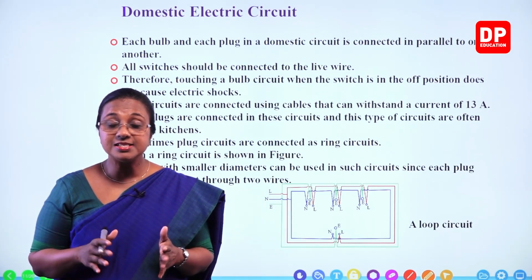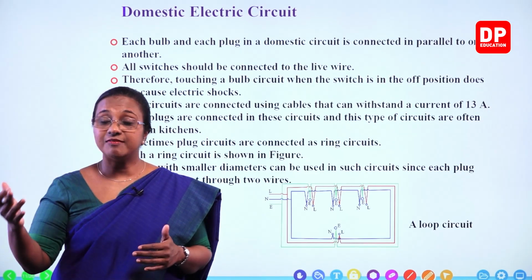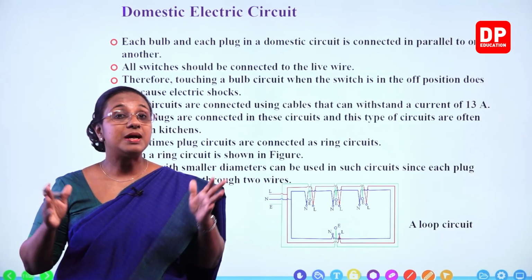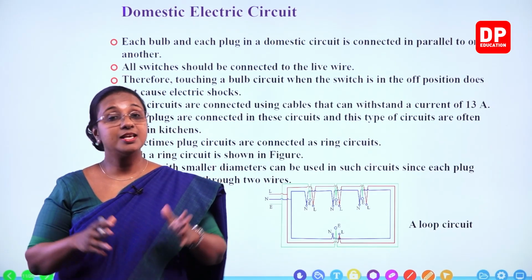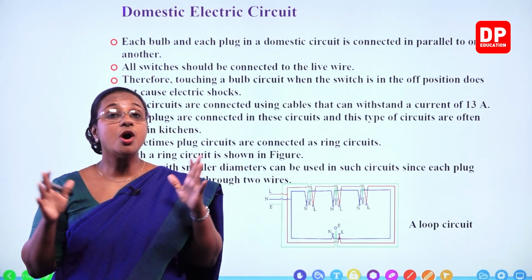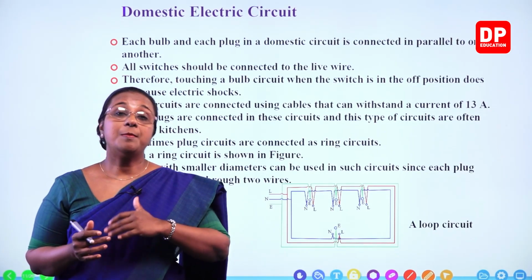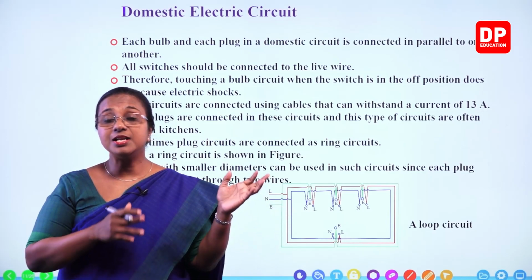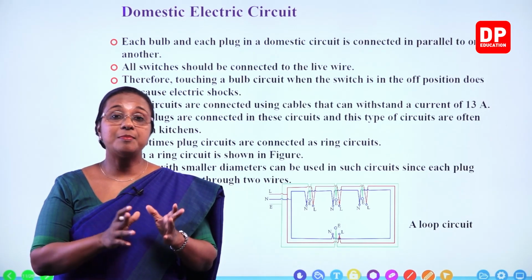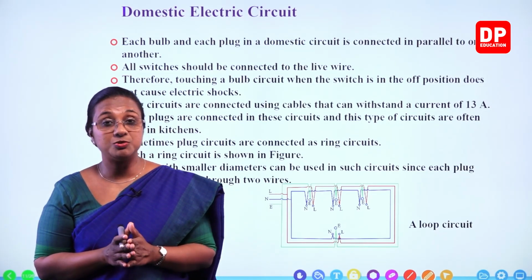So we have the isolator, then we have the RCCB, that is the trip switch, and thereafter we have the distribution box containing the miniature circuit breakers. But in modern household circuits, we have the isolator, trip switch and the MCBs of the distribution box all together in a consumer unit. From there, electricity is supplied to the different components by conducting wires. And that happens through the MCBs, miniature circuit breakers of the distribution box.